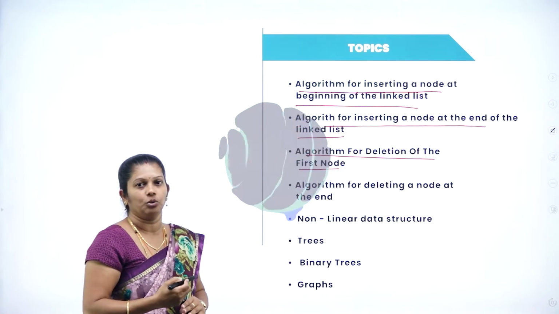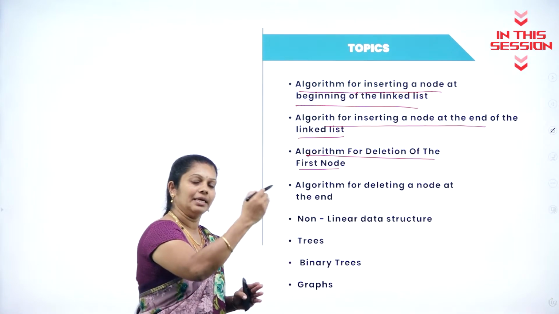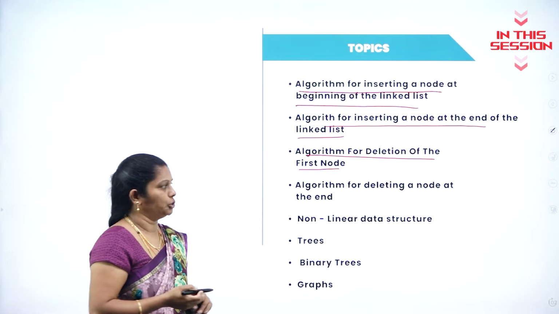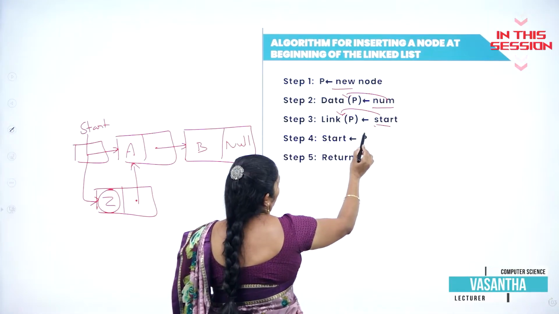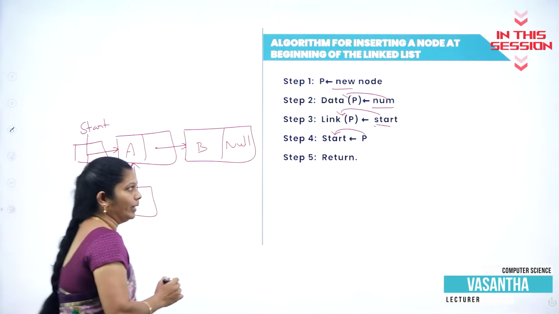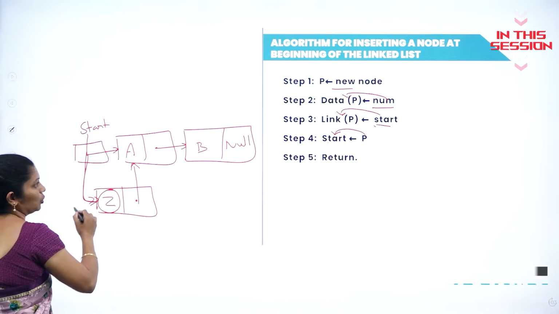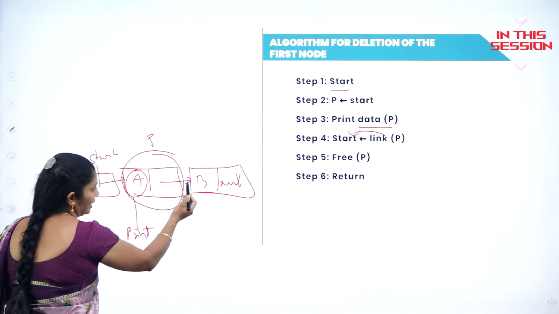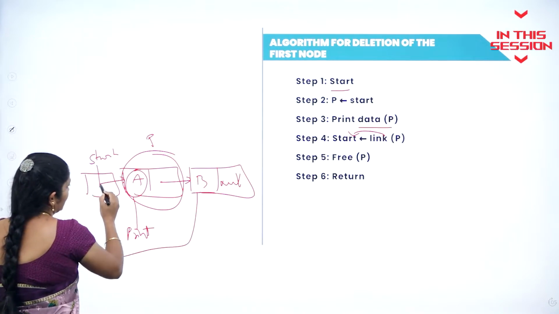In the same way, deletion can also be performed at the beginning as well as at a particular position. P assigns start. Whatever node is in P, that will take the address of the start node. Whatever address we have, that address we have to connect to the starting point.